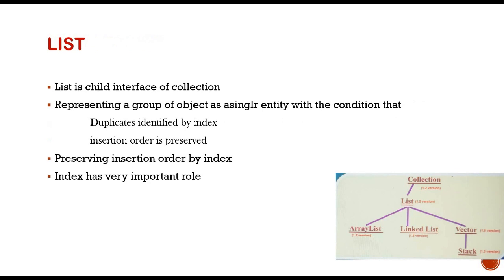When it comes to list, list is a child interface of collection. Under the list, we have array list, linked list, vector. Under the vector, we have stack. List represents a group of objects as a single entity with the condition that duplicates are allowed, identified by index, and insertion order is preserved. Preserving insertion order by index has a very important role in the list concept.